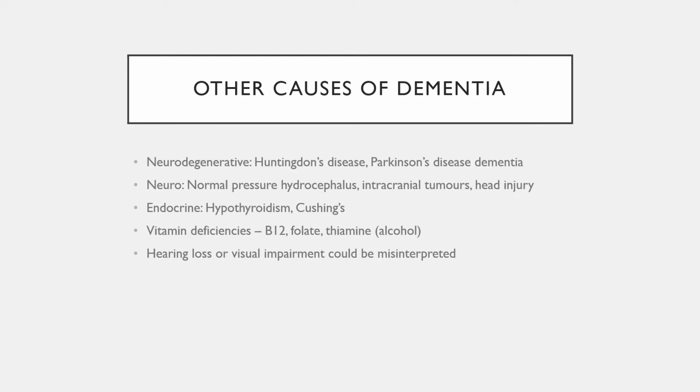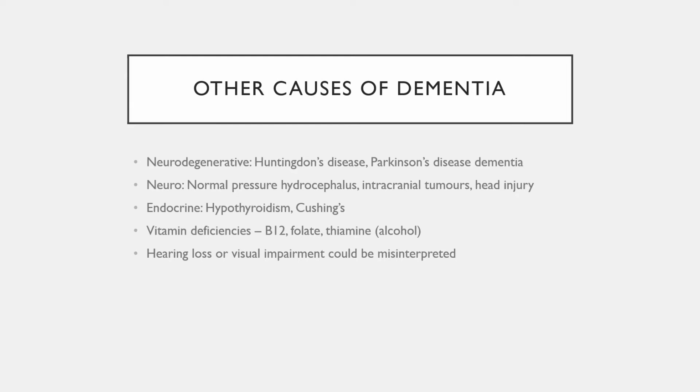Neurological causes include normal pressure hydrocephalus, where you get the classic triad of urinary incontinence, gait disturbance and dementia, and also intracranial tumours and head injury can present with a dementia syndrome. Endocrinological causes include hypothyroidism and Cushing's, and then also be aware of vitamin deficiencies. So B12 and folate deficiencies can cause dementia, and also thiamine deficiency in the context of alcohol excess can cause a dementia.